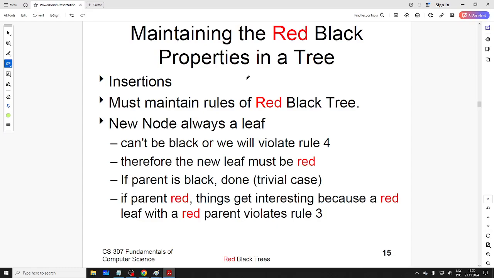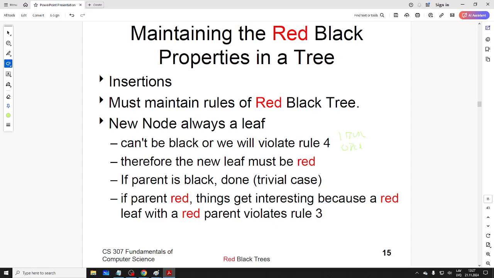Why? Here, because we insert one black, right? The other children do not have a black, right? We get an imbalance immediately. So it must be red if your parent is black. That's easy, right? You're completely done.